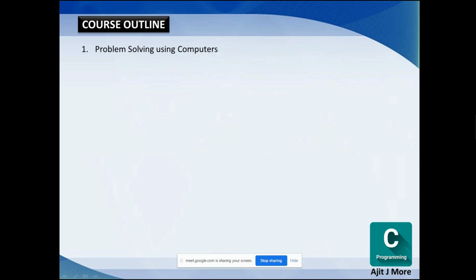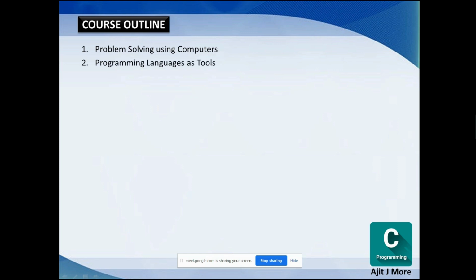In the first chapter, we'll be discussing what problem solving is, what the different steps of problem solving are, and then different ways of solving a problem like algorithms, flow charts, and pseudocode. Then we'll take some examples so that you get used to writing flowcharts, pseudocodes and algorithms, and their advantages, all that.